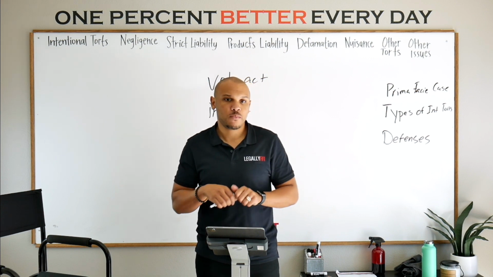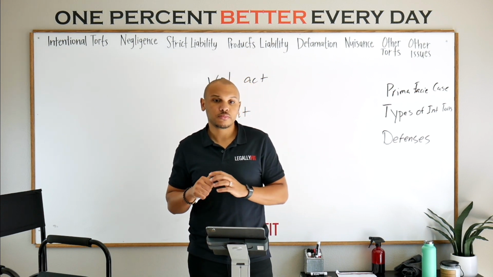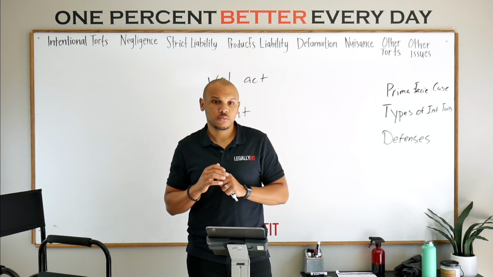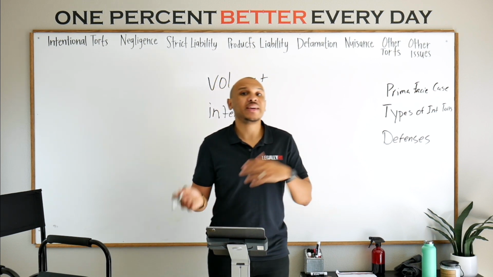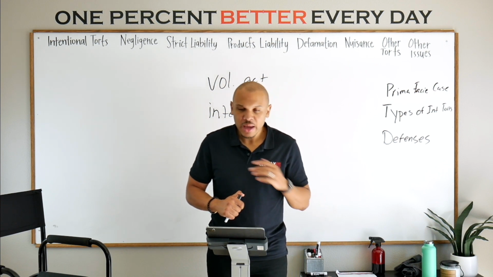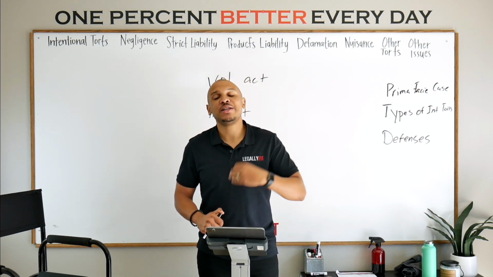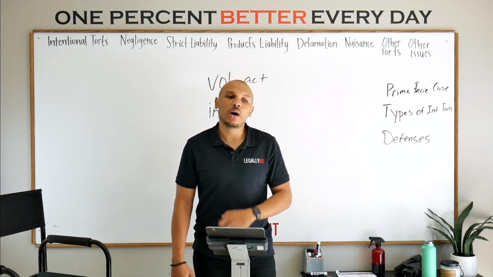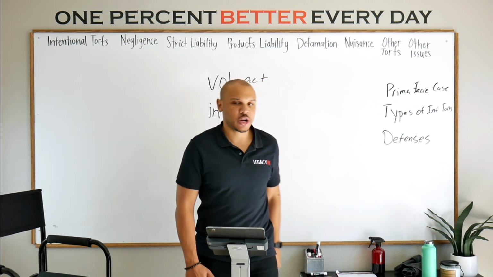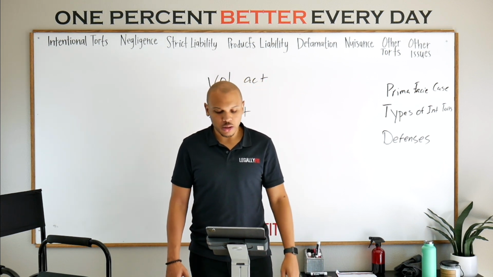Why? Because I didn't have the intent for you to break your tailbone. Exactly. However, the counterargument is going to be: I intended to do the act that caused the harm. I intended to pull the chair out, and that was the act that caused the harm.